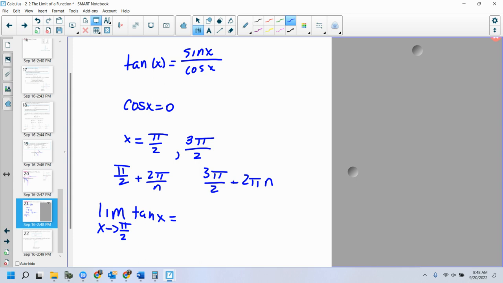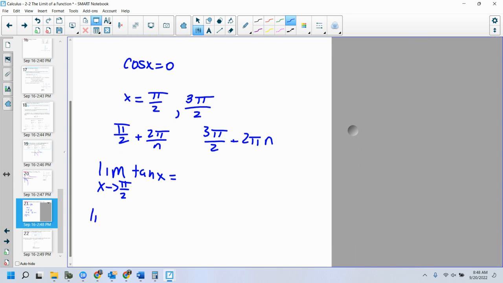What is the limit as x approaches pi over 2 of tangent of x? Well, I guess to truly investigate what the limit is, I need to look at the limit from both sides, don't I? Because maybe this might not even exist. It doesn't. So let's say the limit as x approaches pi over 2 from the negative, from the left side.